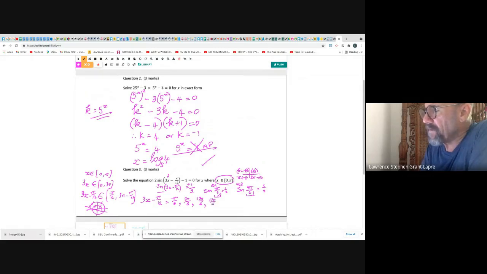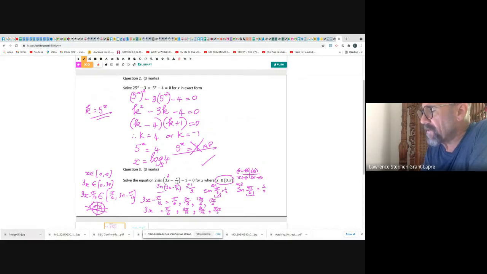Now if I add pi over 12 here, I've got 2 pi over 12 plus 1 pi over 12 is 3 pi over 12. If I add pi over 12 to 5 pi over 6, I've got 10 pi over 12, 11 pi over 12. If I add pi over 12 to 13 pi over 6, I've got 26 pi over 12, 27 pi over 12. And then if I add pi over 12 to 17 pi over 6, 34, 35 pi over 12.